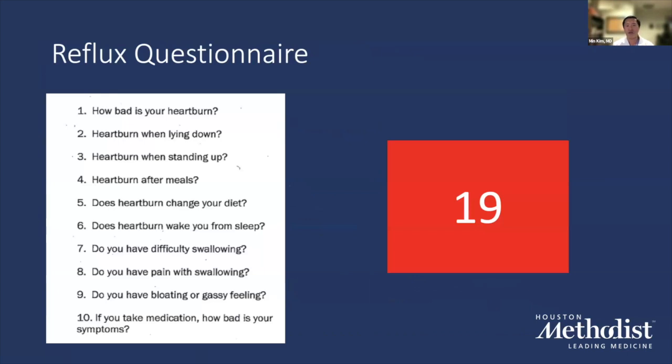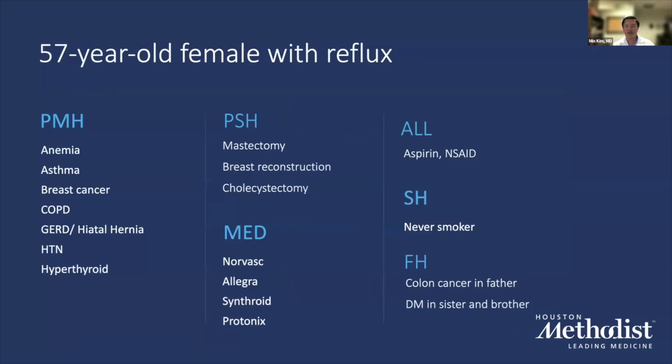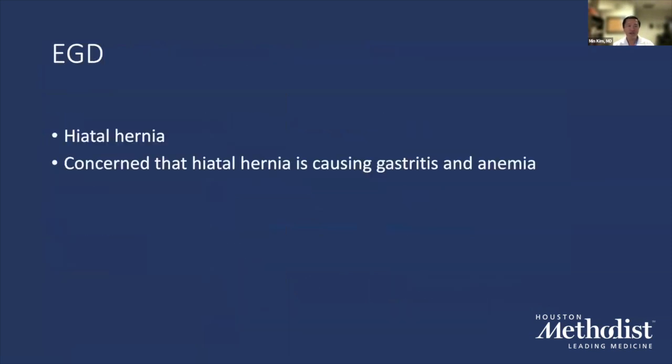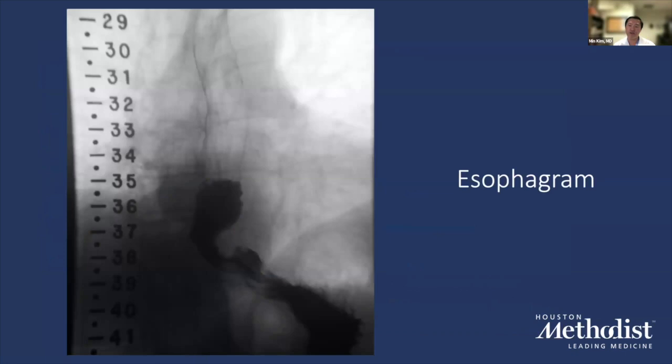And then you do a questionnaire. All my patients have a questionnaire. She scores 19, which is pretty bad. And then this is her past medical history. So I see her, and then on EGD, they see a hiatal hernia, and they're saying it's a small hernia, but it might be causing some gastritis or anemia. And this is her esophagram. On her esophagram, the contrast flows very well.